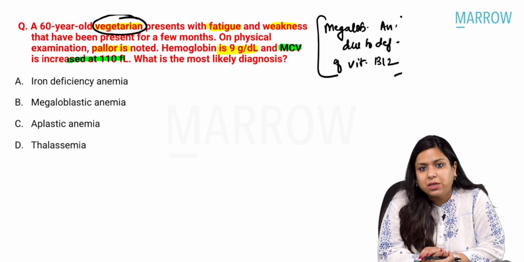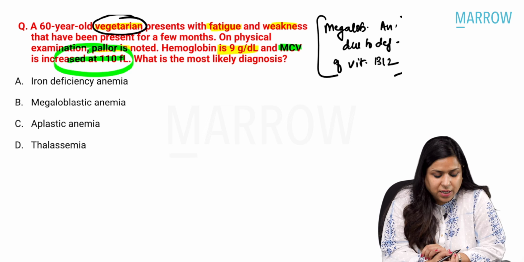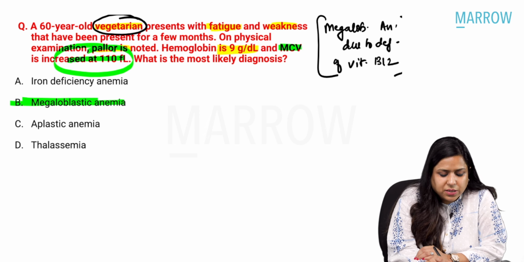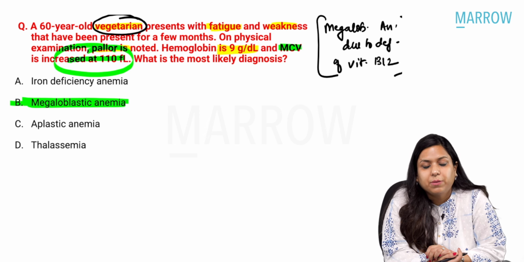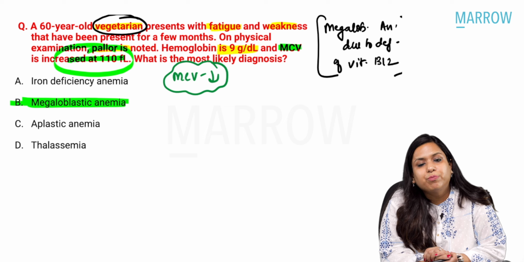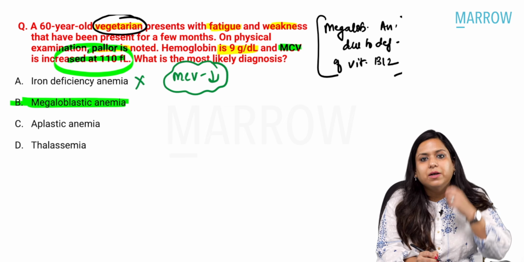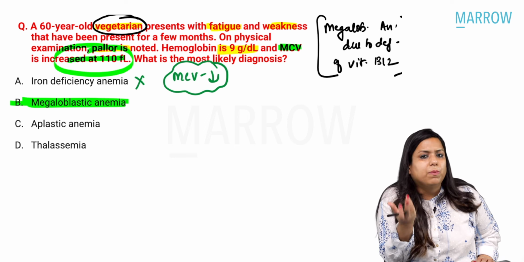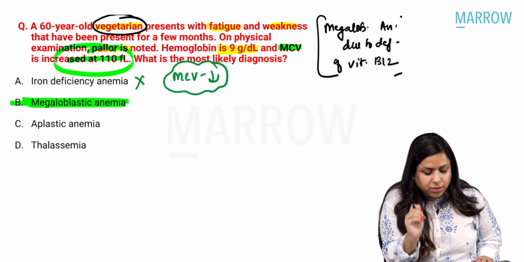My patient has got anemia and the patient has got high MCV. What is the diagnosis? Megaloblastic anemia. Why is the answer not iron deficiency anemia? Because in iron deficiency anemia, MCV is low. It is an example of microcytic anemia, not macrocytic anemia. So this cannot be the answer. Understood? And iron does not have any relation with vegetarian or non-vegetarian.